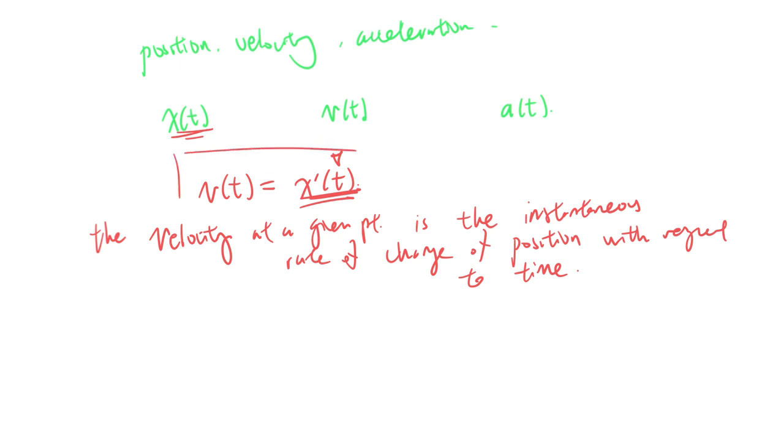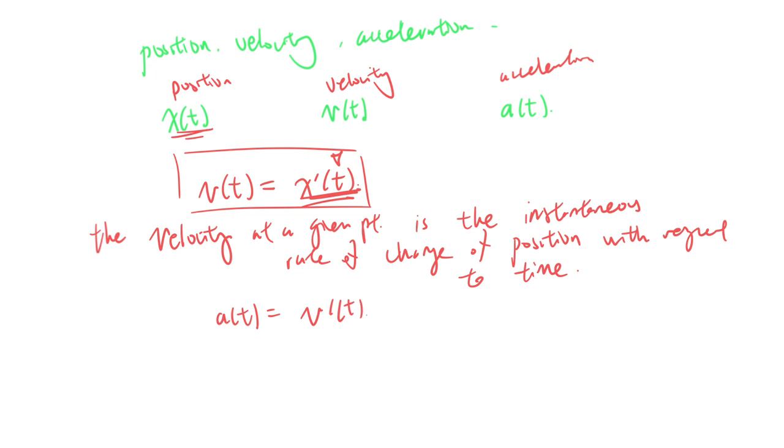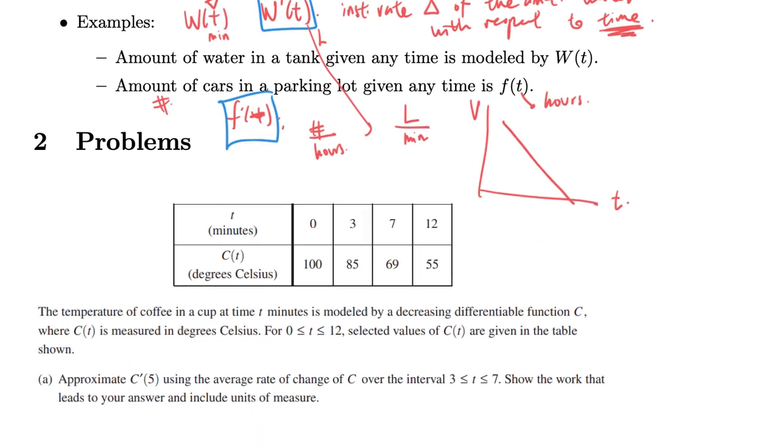This is one very important relationship between velocity and position. Furthermore, we have a relationship between acceleration and velocity. Acceleration a of t is equal to v prime of t. Acceleration measures the rate of change of velocity with respect to time. So this goes more and more derivative. In terms of orders, this would be the first order derivative, and this would be the second order derivative. This is one very important relationship that you are required to know.